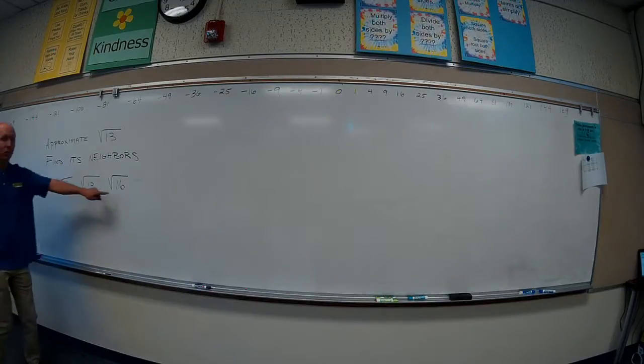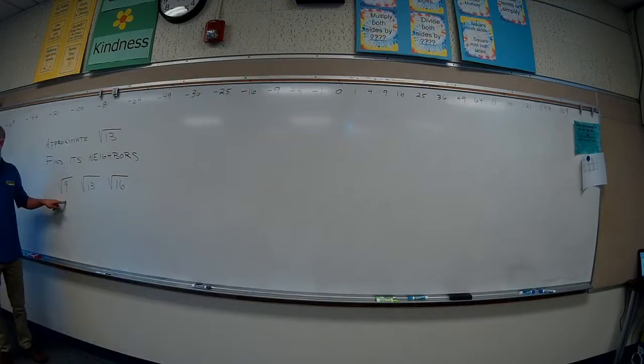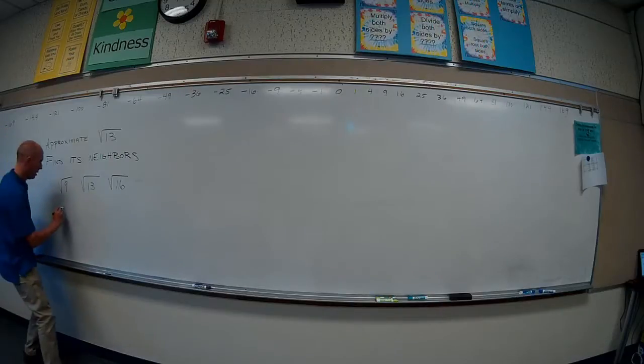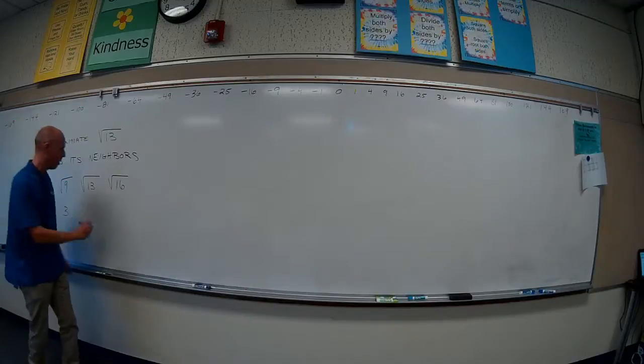Well, we know his two neighbors really well, don't we? Yeah. Do you know Mr. Square Root of 9? Yes. What is he? 3. Do you know Miss Square Root of 16? Yes. What's her number? 4.